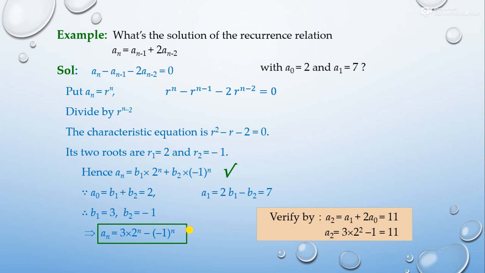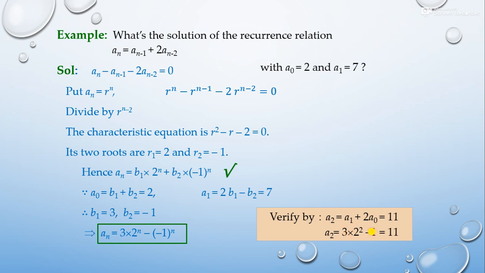Now, with the solution you found, put n equal to 2: a2 is 3 times 2 raised to the power 2, which is 4, minus (minus 1) raised to the power 2, which becomes positive 1.